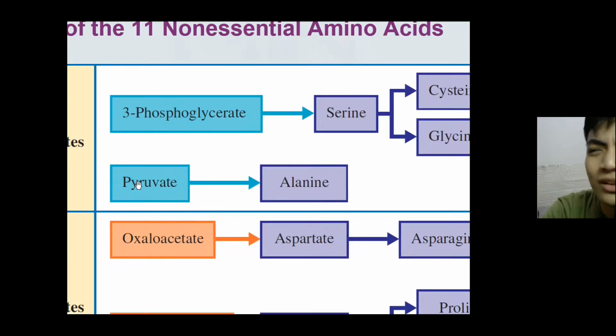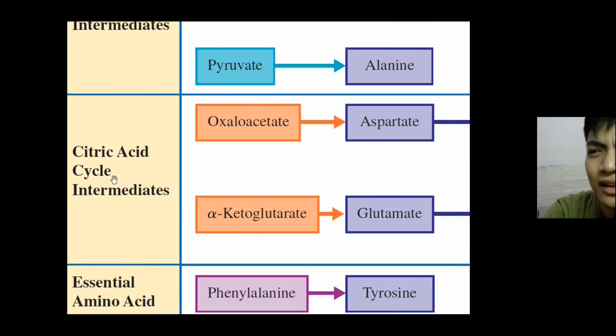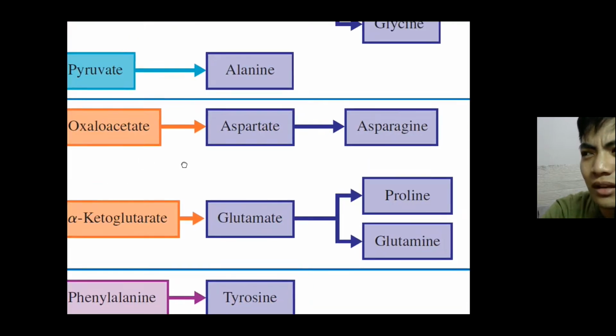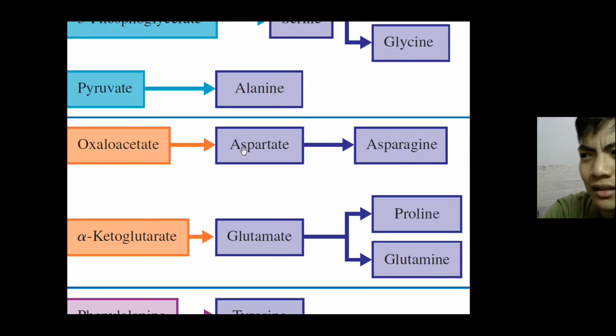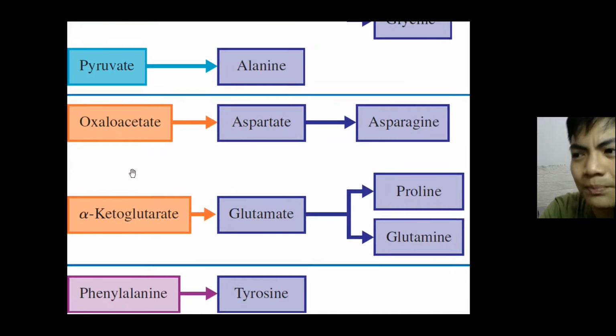Okay? Yung pyruvate naman, it can be converted back into alanine. O remember, yung alanine, pwede siya gawin pyruvate. Pwede mo rin siya baliktarin. From pyruvate, pwede maging alanine. In the citric acid cycle intermediates, our oxaloacetate can be converted into aspartate and eventually into asparagine. Aspartate and asparagine can be formed by transamination process.